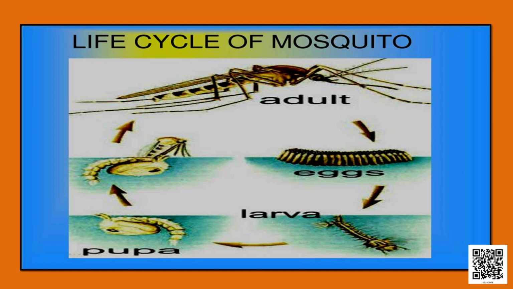Adult mosquitoes breed eggs, the eggs become larva, then pupa, and again it continues, the cycle continues. But these baby mosquitoes, these larvae, do not look exactly like the mosquitoes. They look very small, like tadpoles, like a fish, you can say.